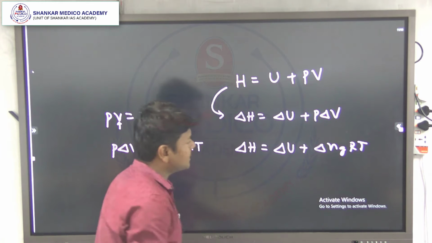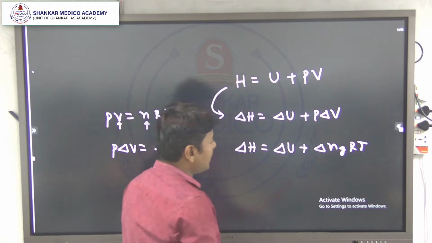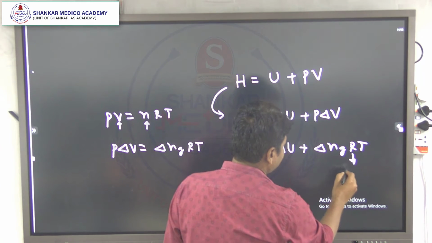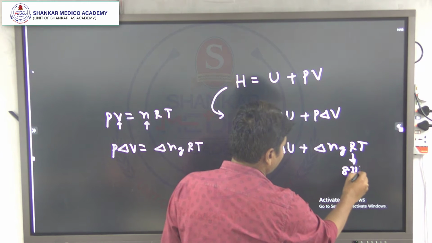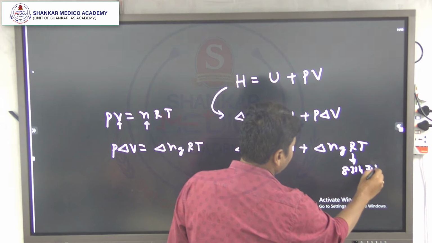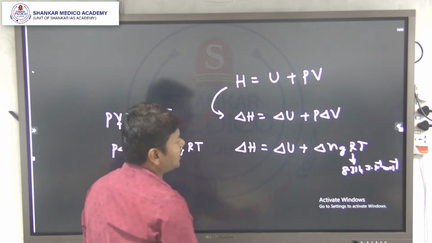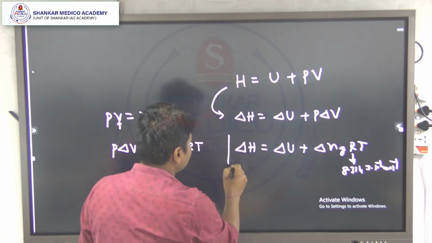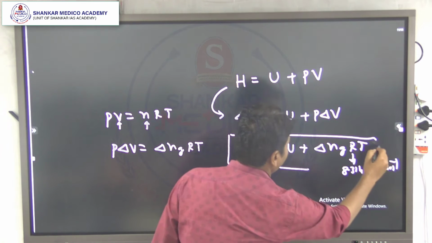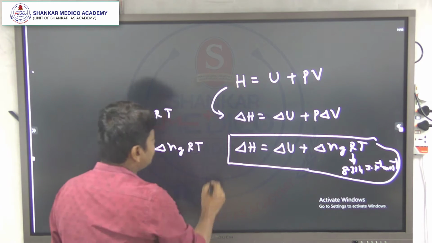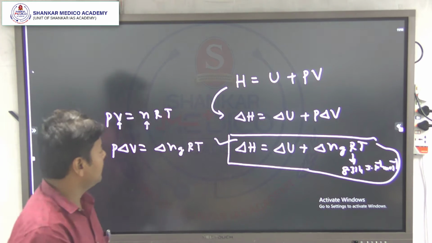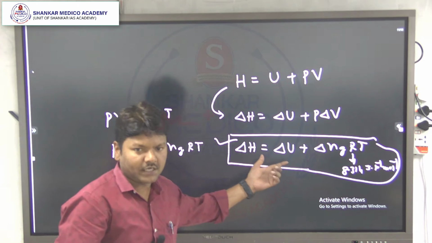R is a constant and that value we will be using as 8.314 joule per Kelvin per mole. Temperature we need to use in Kelvin. This is the most widely used formula in thermodynamics. This is the key relation between your delta H and delta U.